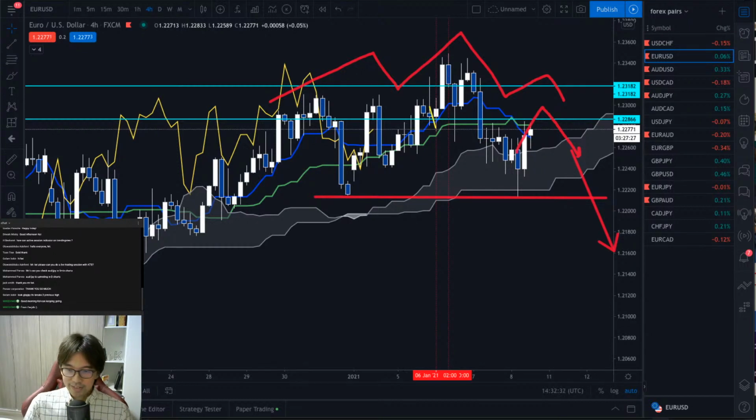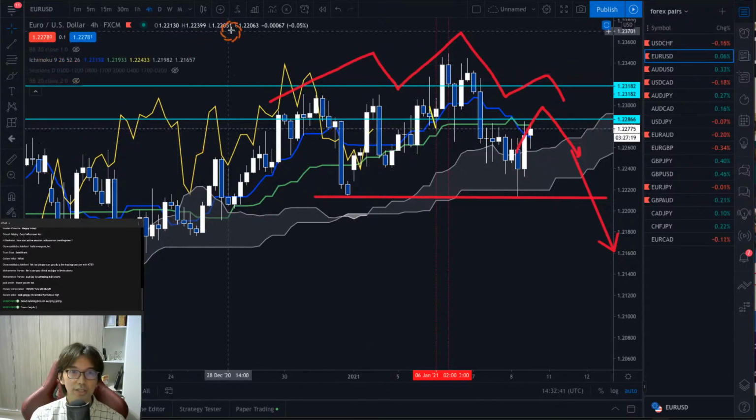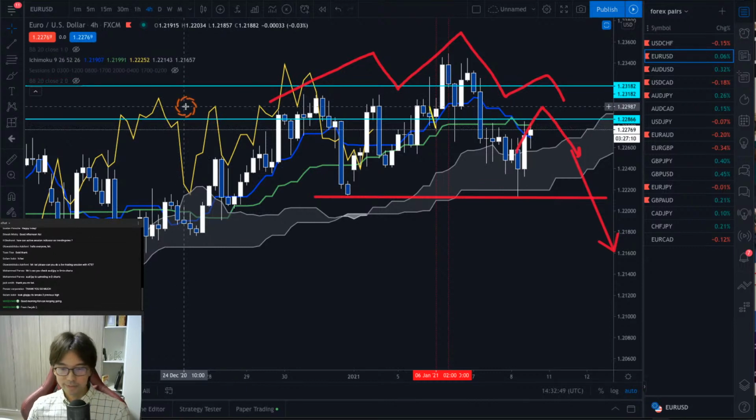How can you get the active session indicator on TradingView? It's called the sessions indicator, so you can search for sessions here and find this one. Yeah, it's available in TradingView. Also in MT4 I found a sessions indicator, and I think in MT5 there is a sessions indicator too.